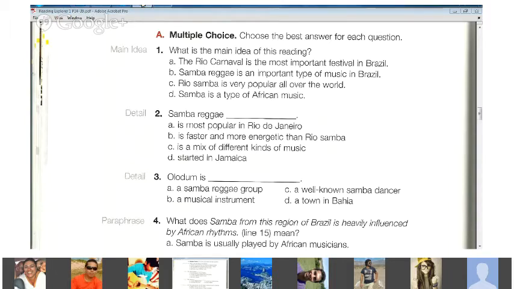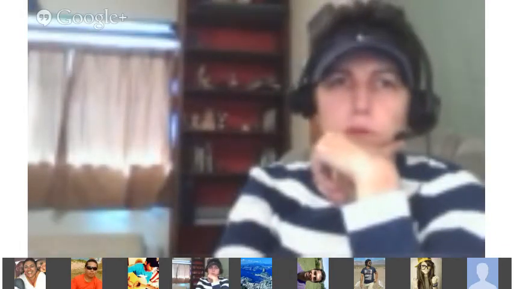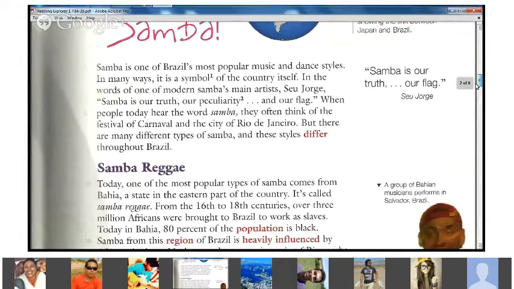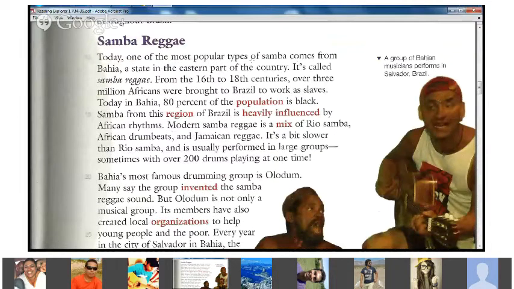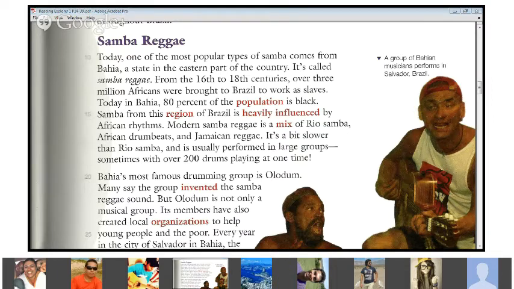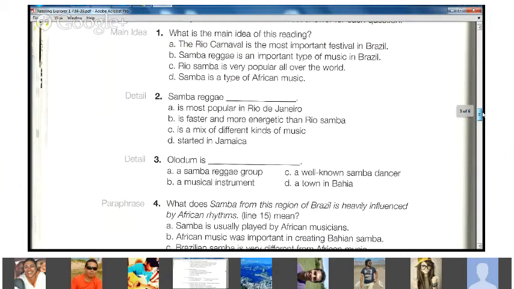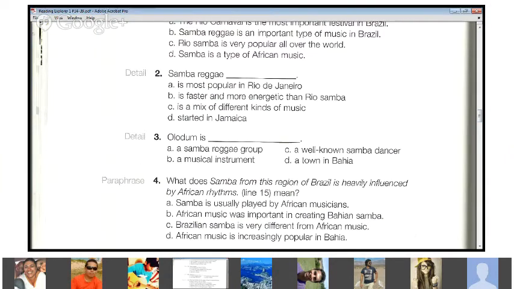Okay, so let's go back and see what we have here. I think the answer is C. Okay, let's verify. Okay, it's the most popular type of samba in Brazil. It's a mix of African drum beats and Jamaican, a bit slower. So you want to select answer C, you said? Samba reggae is a mix. I think that is C. Yeah, a mix of different kinds of music. Uh huh. Because it's slower than the samba from Rio.